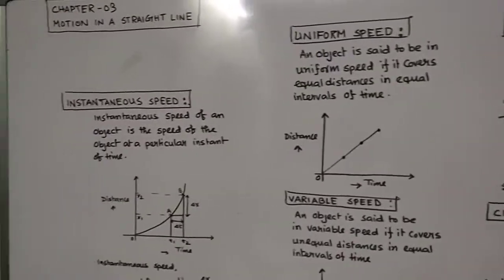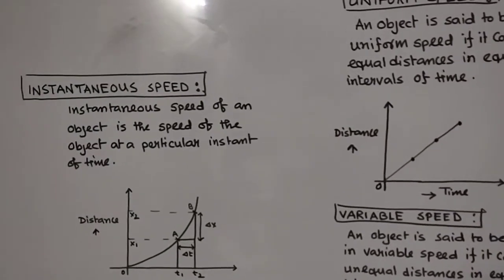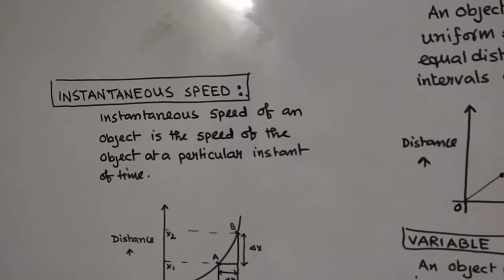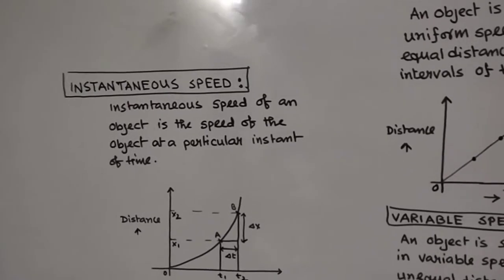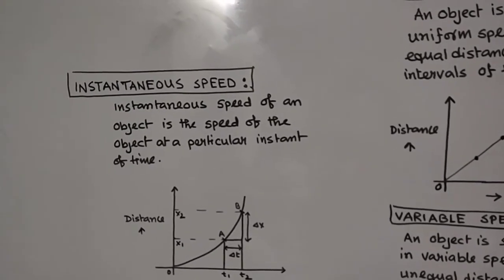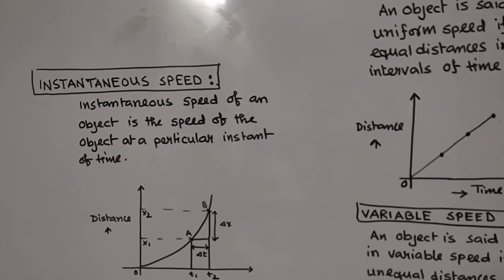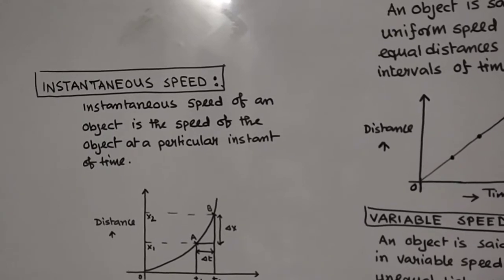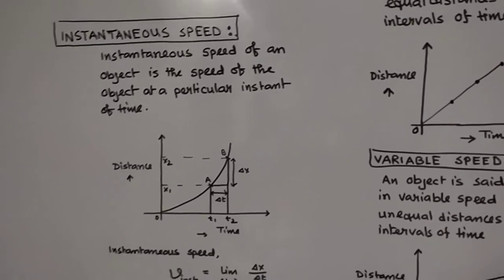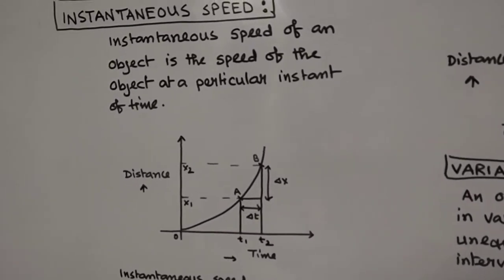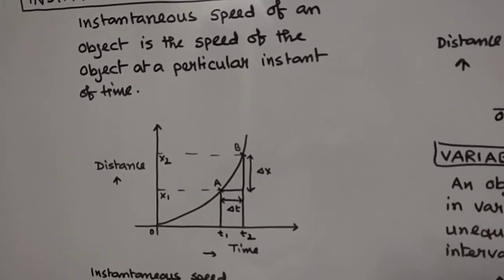Now the next one is a very important one, probably you don't know this one: instantaneous speed. As per the word instantaneous, this is the speed at an instant, and instantaneous speed is possible in case of non-uniform speed, and practically all speeds are non-uniform in nature. Uniform speed is very tough. As per the statement we have written, let me read out: instantaneous speed of an object is the speed of the object at a particular instant of time. Now let me try to explain this graph. This graph is non-uniform motion, isn't it? Because the graph is a curve.